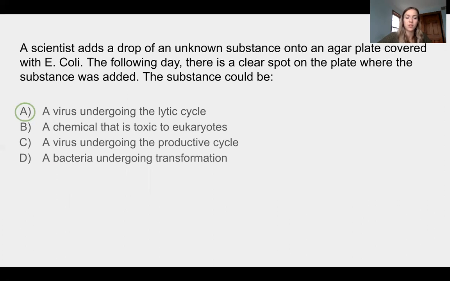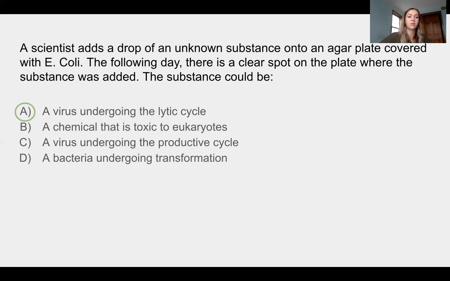Just looking at the question, you could cancel out B because it's talking about eukaryotes, and we're talking about E. coli, which is a prokaryote. Something that's toxic to eukaryotes, we can't definitively say is also going to be toxic to prokaryotes. So B can be canceled out. And then D, bacteria undergoing transformation, is kind of irrelevant to the question in general. There's no reason to think that that would make a clear spot on the plate.